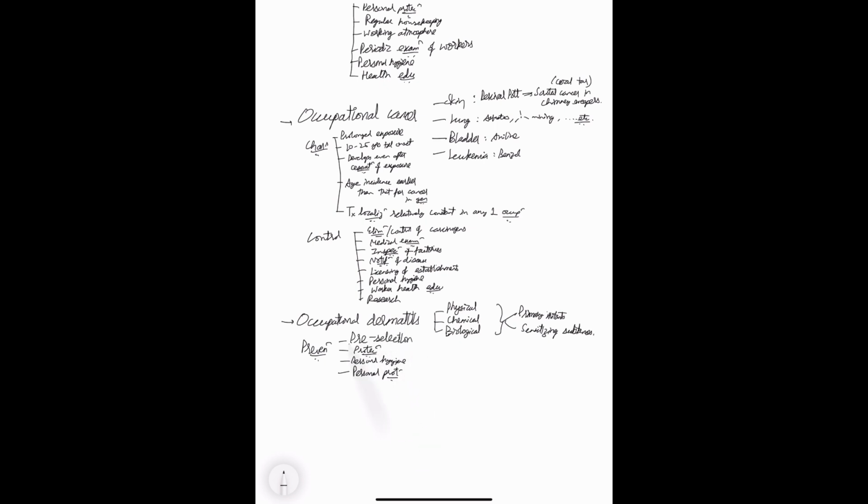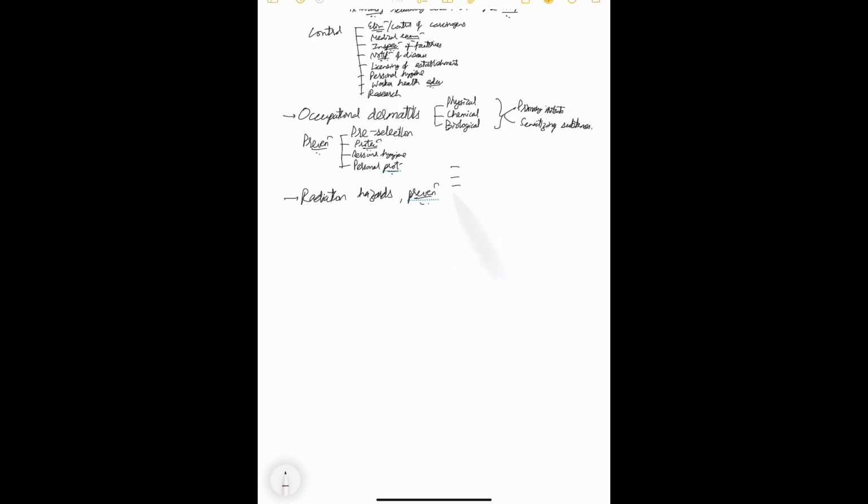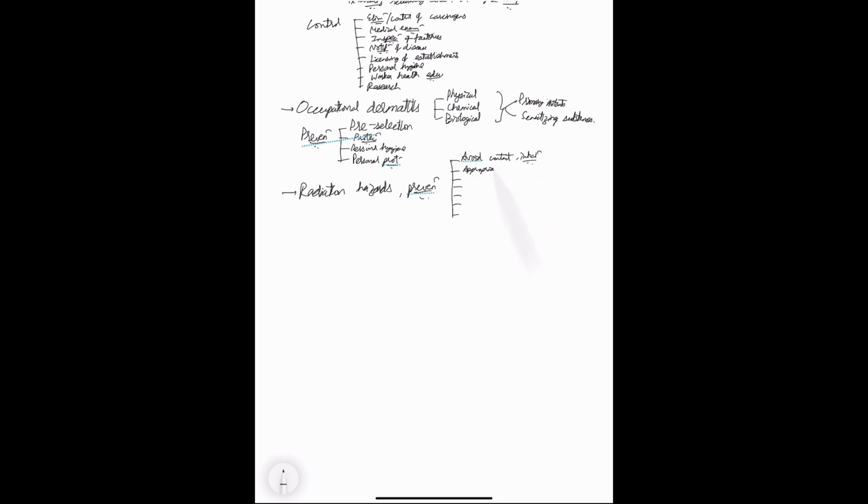Now, the story is not over yet. We still have more. We have radiation hazards. Now, how do we prevent harm from radiational hazards? You avoid contact, avoid inhalation of agents, ensure appropriate shielding metals being used wherever necessary.